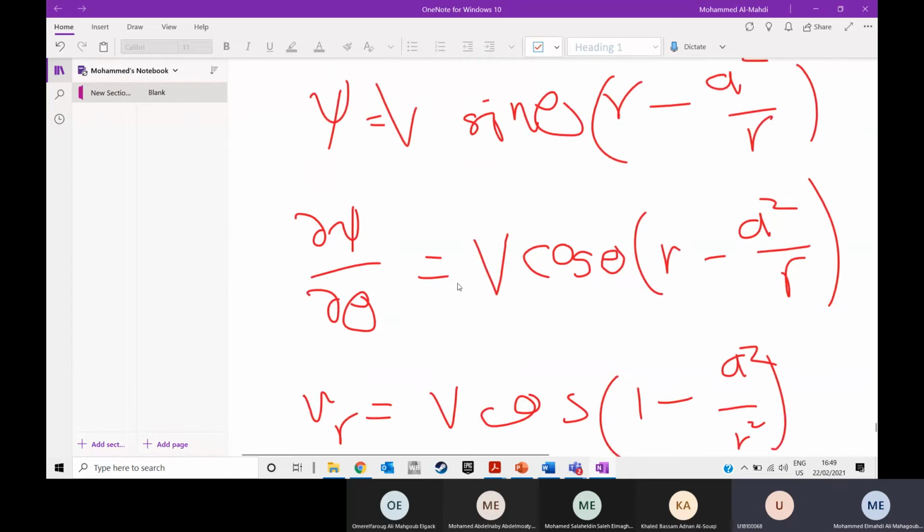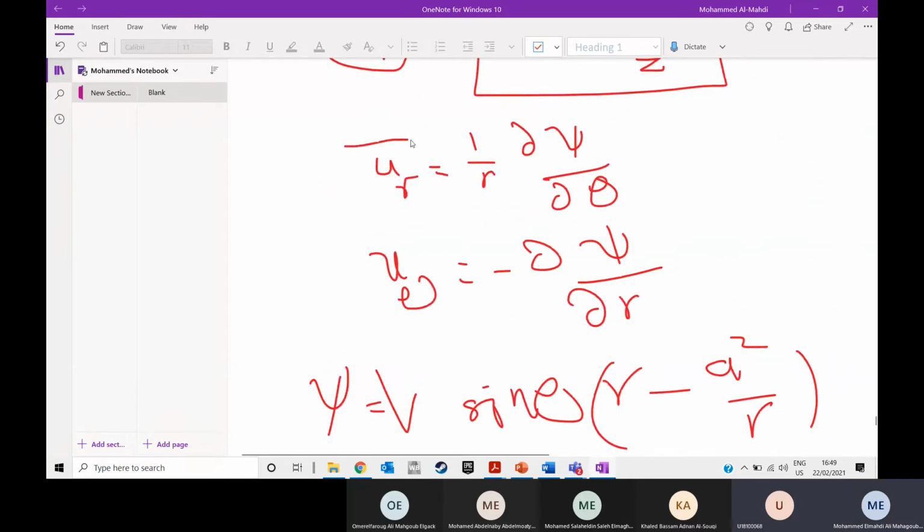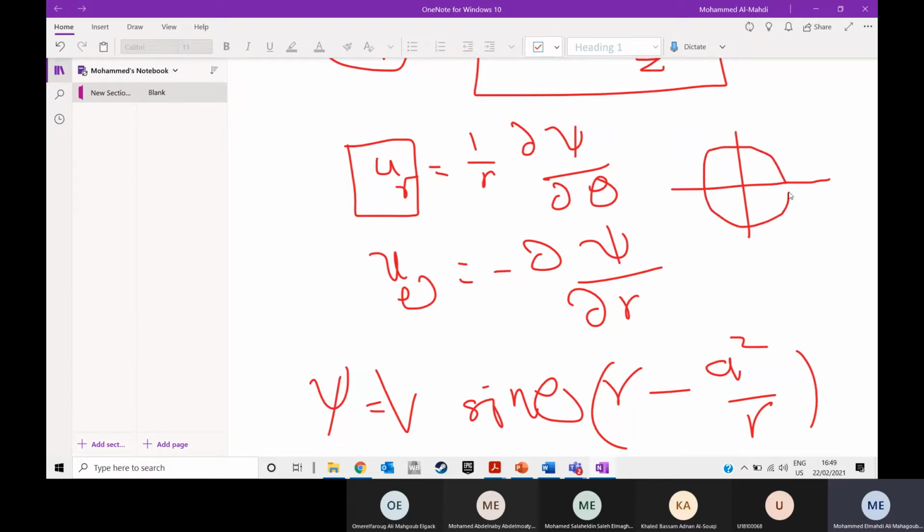Why do you multiply by 1 over R? We want to get the expression for the velocity in the radial direction. That is the question: get the velocity in the radial and in the tangential directions. The radial direction is U_r, and the tangential direction is the theta direction. We are now in cylindrical coordinates. I'm sorry, maybe some of you are not familiar with cylindrical coordinates. Maybe they didn't take it in the analytical course.